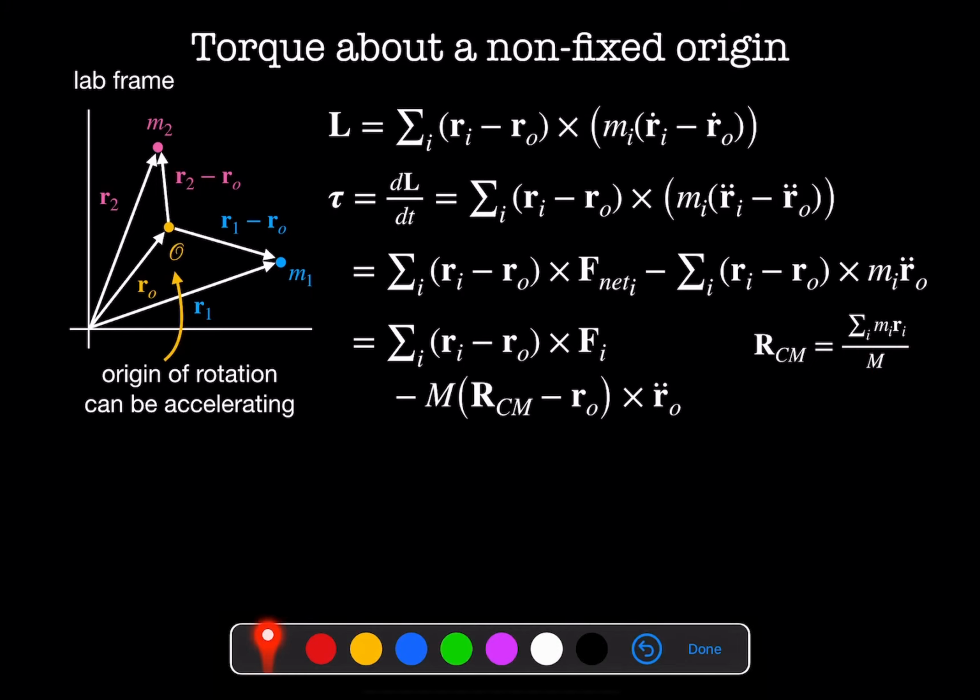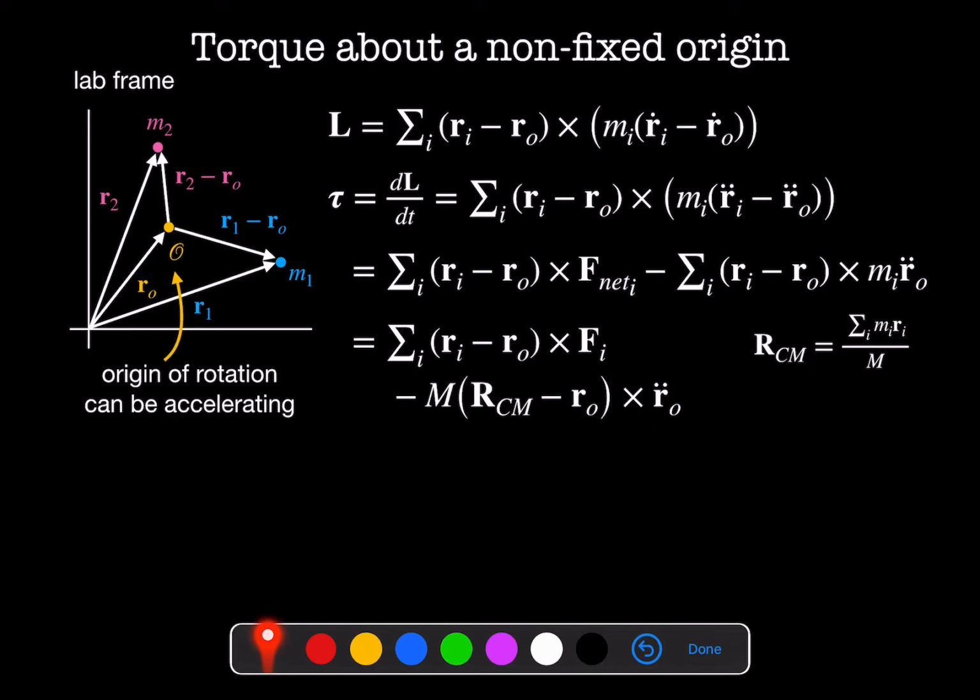The net torque on our system is going to be the sum on i of r_i minus r_origin cross the net force on each particle, minus the mass times r_CM minus r_origin. So this is a new vector cross the acceleration of the origin of rotation. This is the way we do this in full.